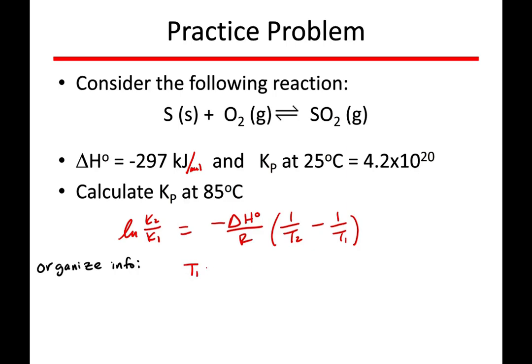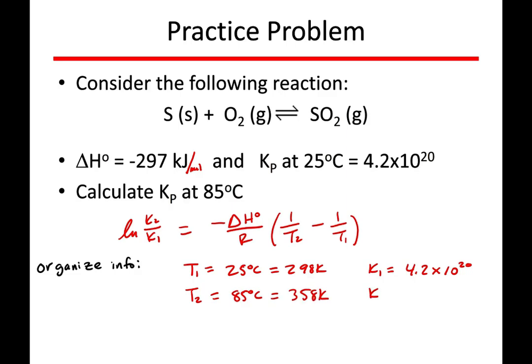So what we have here is some initial temperature of 25 degrees C, or that's 298 Kelvin, and the equilibrium constant that's associated with that initial temperature is 4.2 times 10 to the 20th. Then we have a new temperature of 85 degrees C, so I'll call that T2, or that is in Kelvin 358 K, and the equilibrium constant at the new temperature is unknown. That's what the problem is asking us to solve. This helps us to, again, organize the information and define all of our variables.